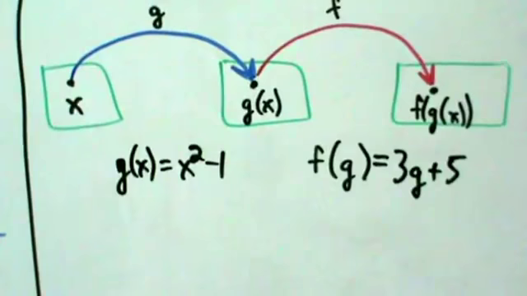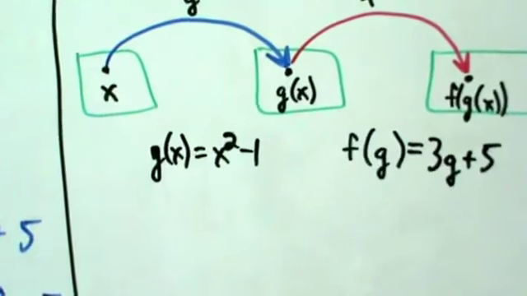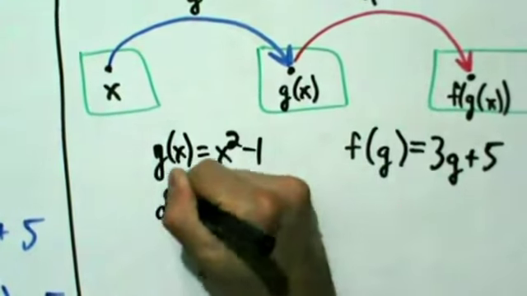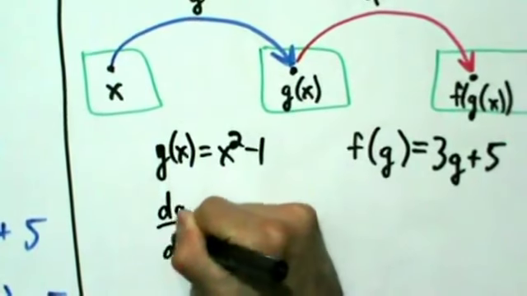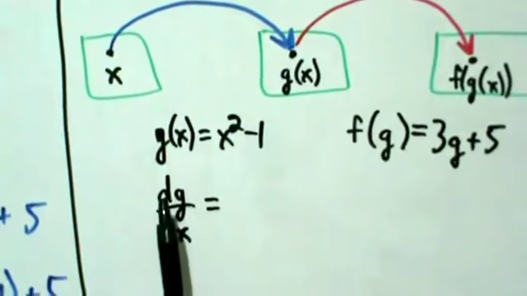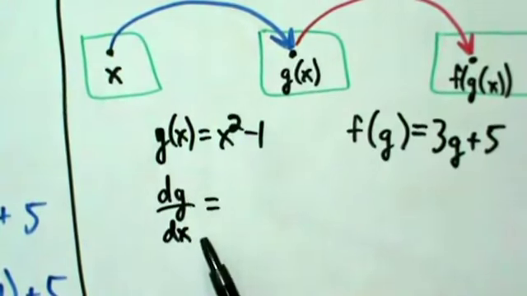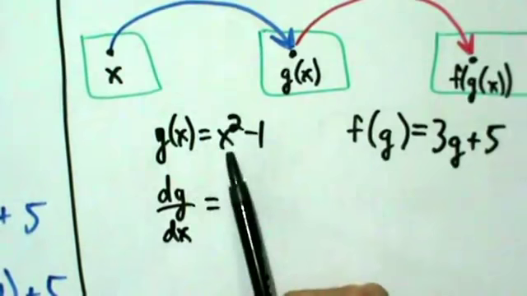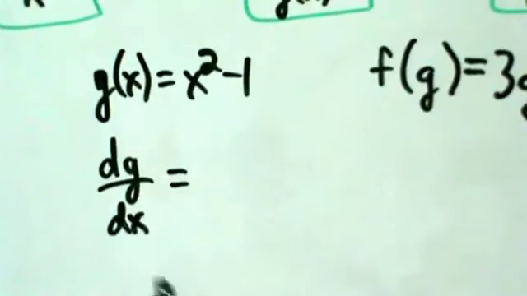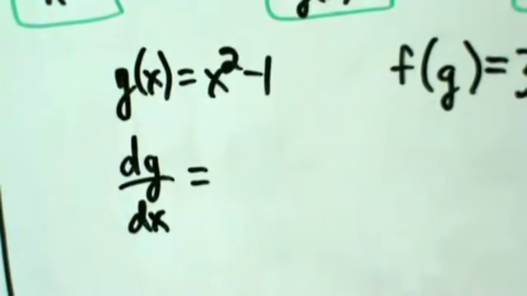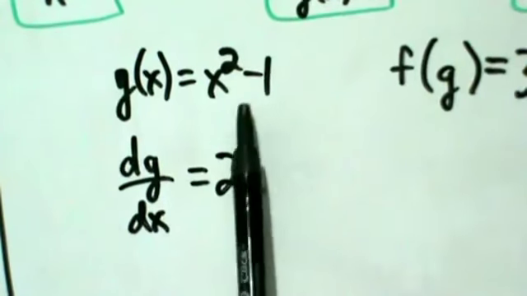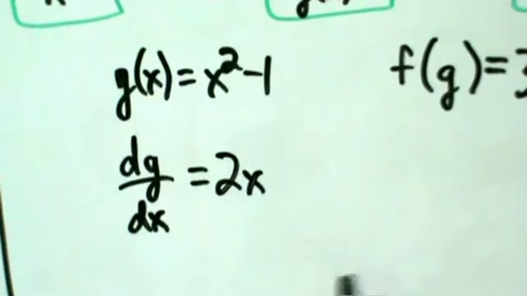Now what we're going to do is start taking derivatives. So g of x is x squared minus 1. So what's dg dx? Well, dg dx, remember, just means the derivative of g with respect to x. And if g of x is x squared minus 1, let's zoom in a little bit here. If g of x is x squared minus 1, then dg dx is just going to be 2x, right? The derivative of x squared is 2x, and then minus 1 is just a constant, so its derivative is 0.